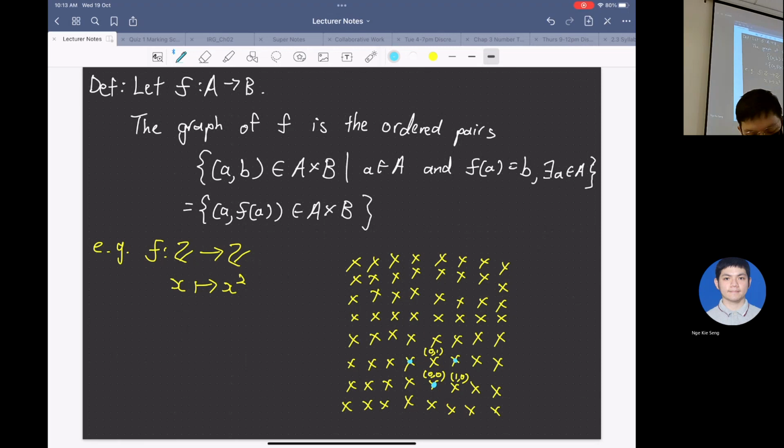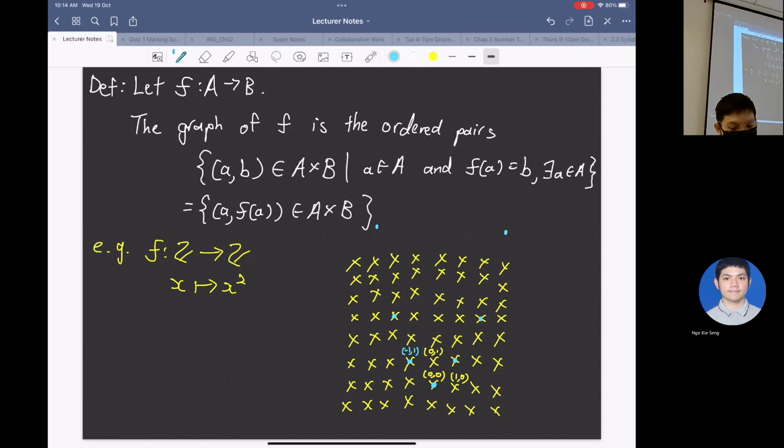Then (-1, 1) also is a point, because if you square -1, you get 1. And then (2, 4), and then (-2, 4). And then (3, 9), somewhere around here. So this is the graph of this discrete x squared.